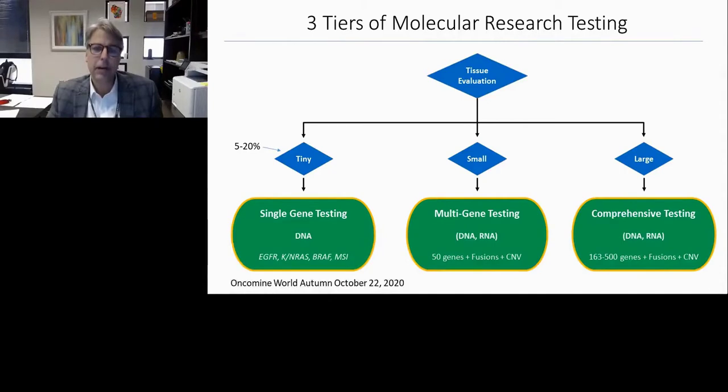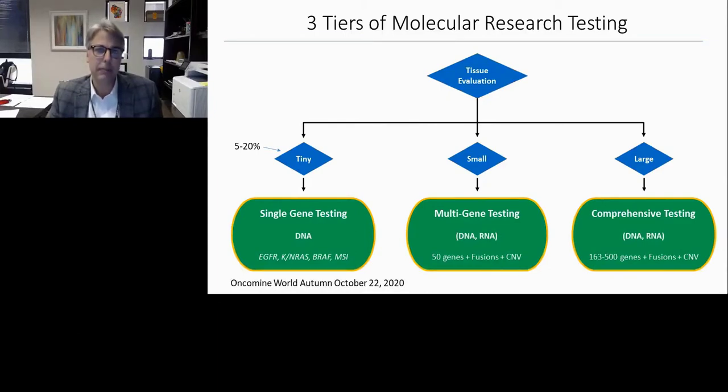So you can think about really 3 different tiers of testing. Oftentimes you might have a specimen that's really tiny, and you might only be able to do either a single IHC test or maybe even just evaluate one gene, such as KRAS or NRAS or EGFR. Or if your specimen is small but suitable for doing a panel, you might have to limit the number of genes you can have on your panel.